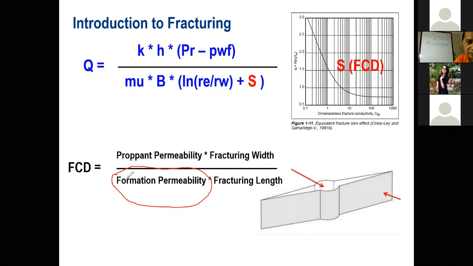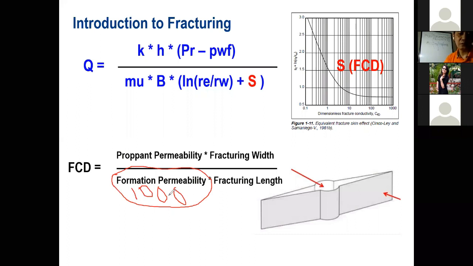But the FCD, you have to play around with these 4 parameters: the proppant permeability, fracturing width, fracturing length, and formation permeability. Your question is, to improve your FCD, should I go with the short length or not? It is not, because that depends on your formation permeability. Imagine this, if you have permeability of 1000 here, what does it mean? Is it difficult or not for you to get high FCD?